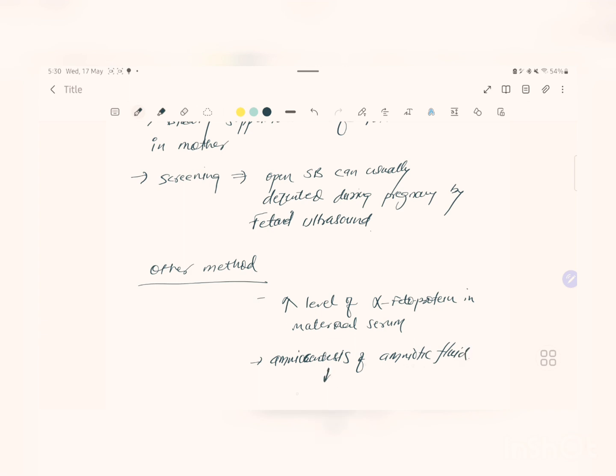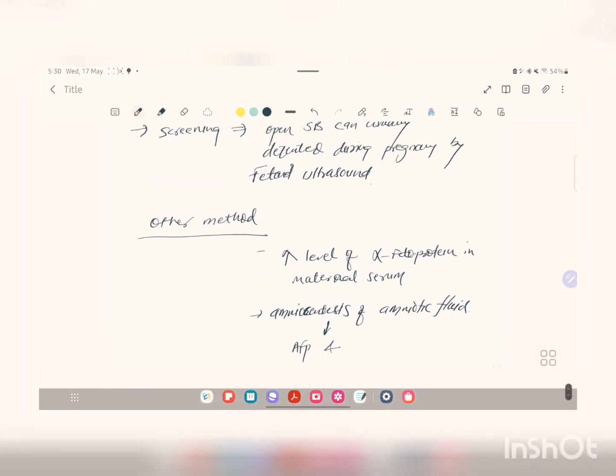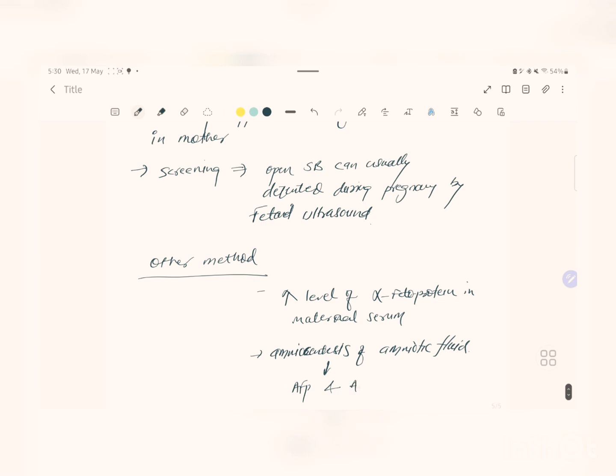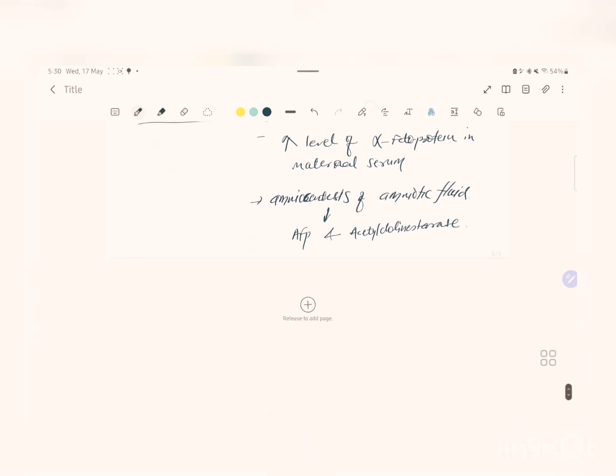I'm pausing in between because you should be able to write all these notes. So you can write answers in the exam if you get a question on spina bifida.